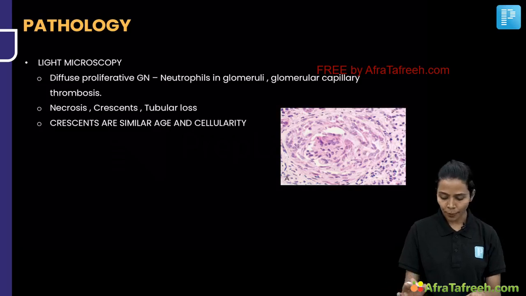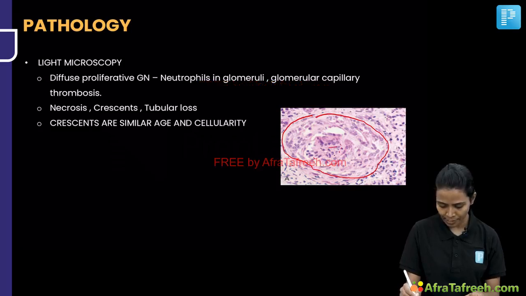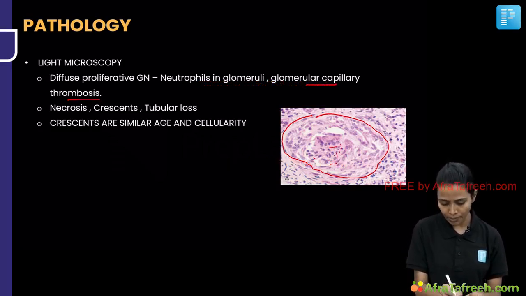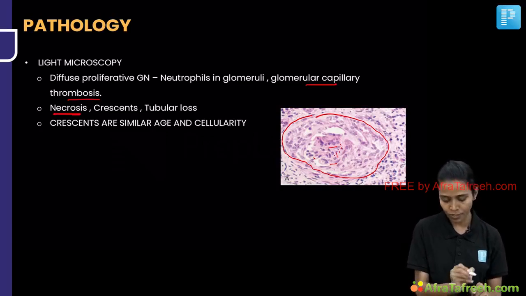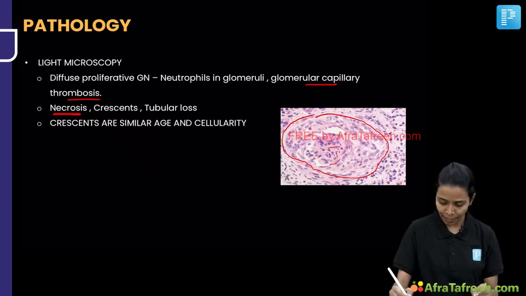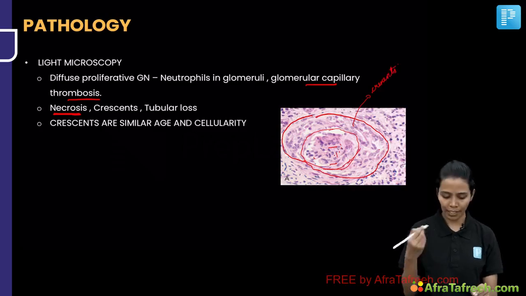Now pathology. This is the picture of the glomerulus. You can see there is diffuse proliferative GN. Here are the glomerular capillaries, and if you see, there is so much proliferation inside. These are the cells. Also there can be glomerular capillary thrombosis. Once it is thrombosed, that part of the glomerulus is going to die. There's going to be necrosis, and there are going to be crescents, like you can see in this picture, this beautiful crescent. That is extracapillary: podocytes proliferate and lead to crescent formation. And there's going to be tubular atrophy.